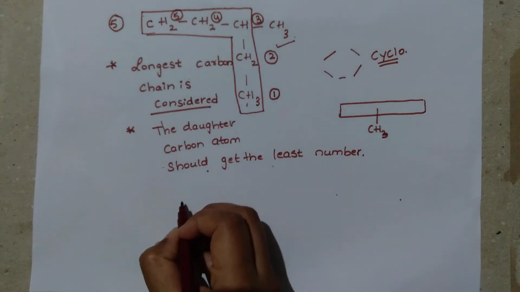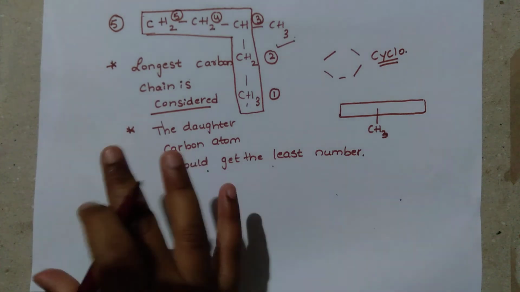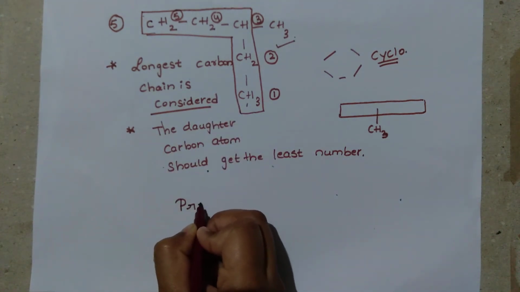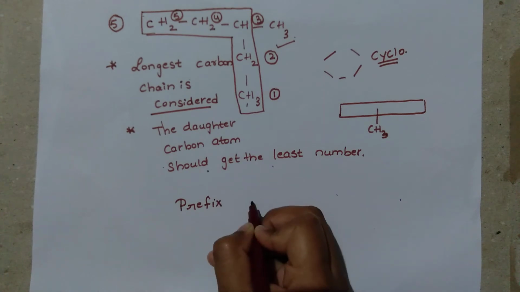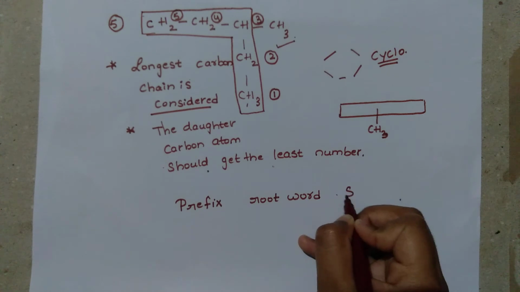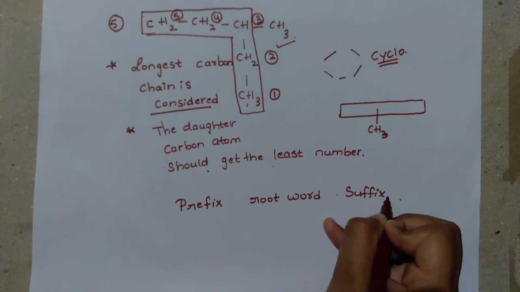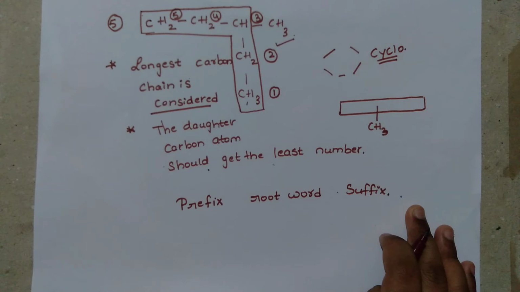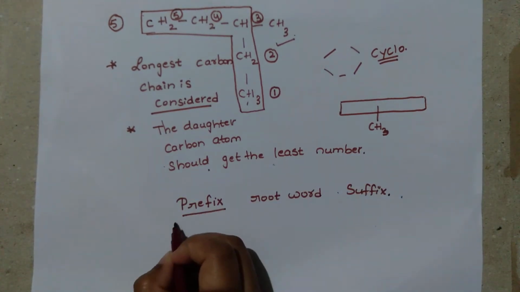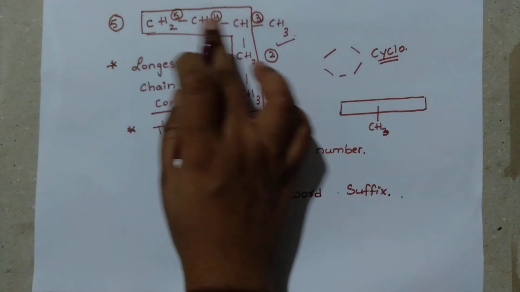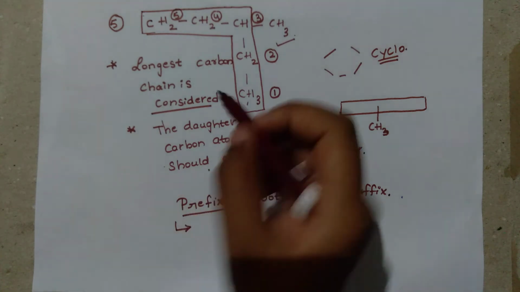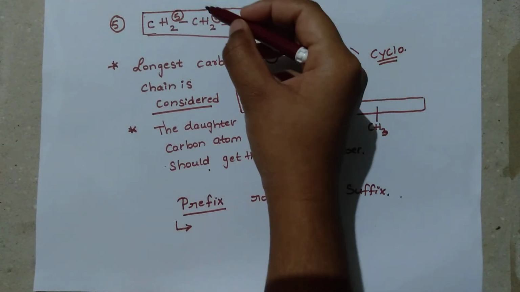Let us check. Whenever we need to write a compound name, we need to remember the prefix, root word and suffix. These are very important whenever we write organic compounds. So first, let us write the prefix. How many carbon atoms are there here? 1, 2, 3, 4, 5.